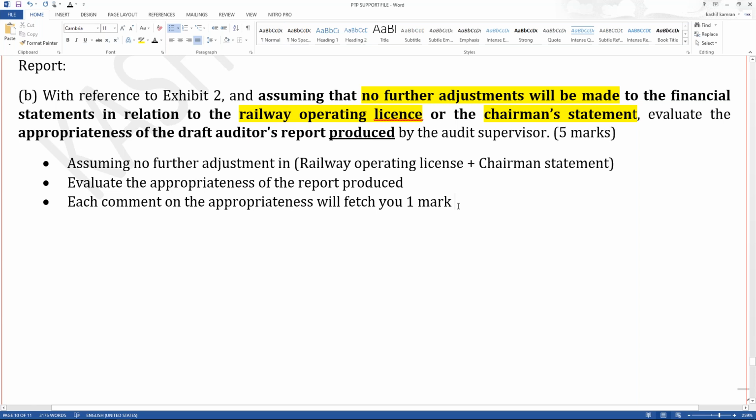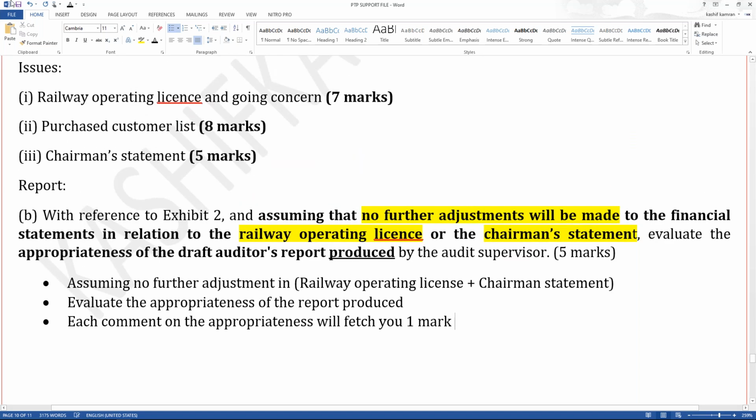Now tell me, if you're a clever student, before the break, no further adjustments will be made to the financial statement in relation to railway operating license or the chairman statement. Does that mean we had 3 issues above? We had an issue of railway operating license where the examiner is saying assuming no adjustment is made. So is the management disagreeing with the auditor in the first issue? Yes or no? Okay. Assuming no further adjustment is made in the chairman statement, does that mean that the management is disagreeing with the auditor on the chairman statement? Does that mean the management is disagreeing with the auditor on the chairman statement?